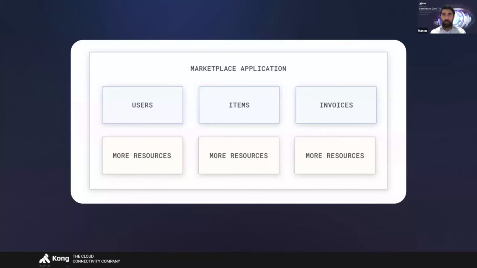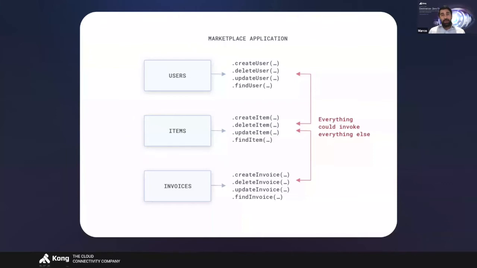So if we're building a marketplace and at one point one of these users is going to be purchasing something, we must create an invoice. In order to do that, we would be initializing a new invoice object that we would be storing into our database. So typically, this really means that everything can consume, can invoke everything else. Anything can create, delete, or update any resources from anywhere else in the code base, in the monolith.